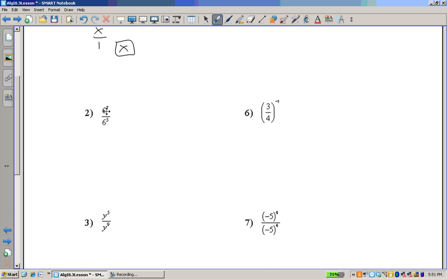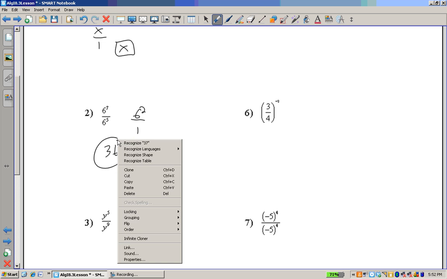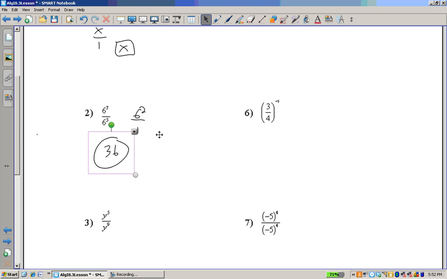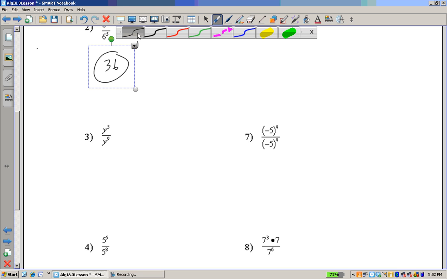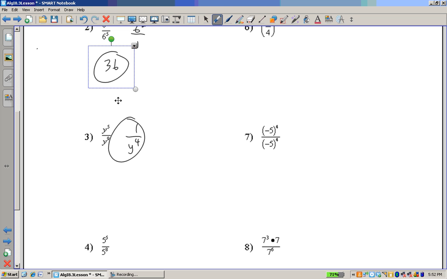Number 2, there's 2 more 6's on the top than on the bottom. So that's just 6 squared over 1. Since this is 4 or below, we could just go ahead and say that 6 squared is 36, and division by 1 is just itself. All right. Here we have 4 more y's on the bottom in the denominator than in the numerator. So it's going to be 1 over y to the 4th, and that's pretty much it.